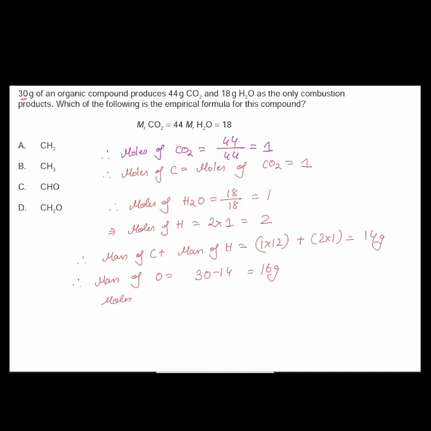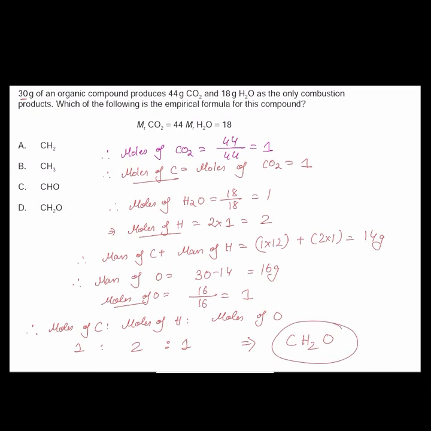Just find the moles of oxygen too. Moles of oxygen will be 16 divided by the molar mass of oxygen, which is also 16. Moles of oxygen is 1. Now we have to find the simplest whole number ratio between the moles of carbon, moles of hydrogen and moles of oxygen. This ratio would be 1 is to 2 is to 1, and the ratio is already in its simplest whole number form. So the empirical formula would be CH2O. Carbon is 1, hydrogen is 2, oxygen is 1. From the options, we see that option D is the correct answer to this question.